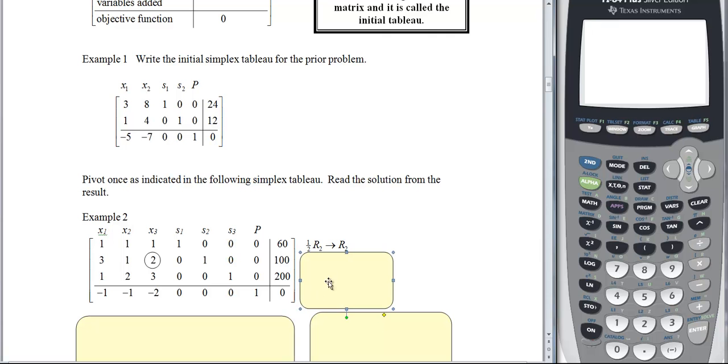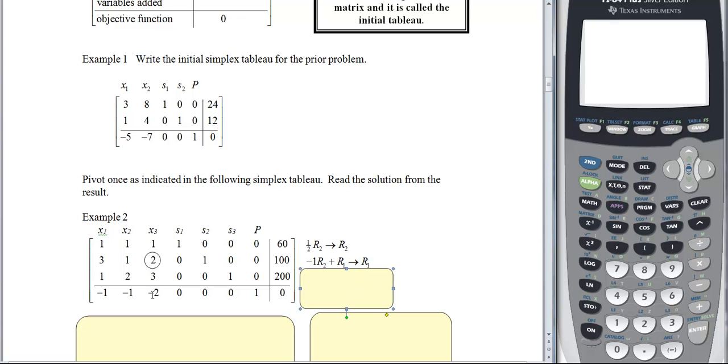Always got to do that first. Now I'm going to use it to get rid of the following. I'm going to make this position a 0, so the opposite is a negative 1. So I'm going to do negative 1 times row 2, add to row 1 to give me my new row 1.